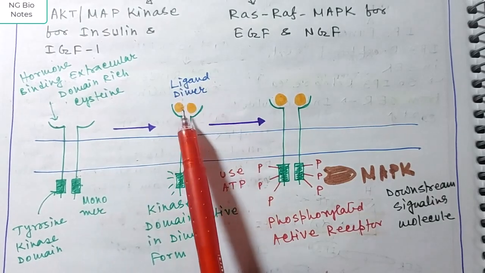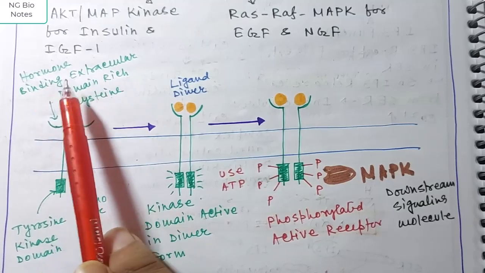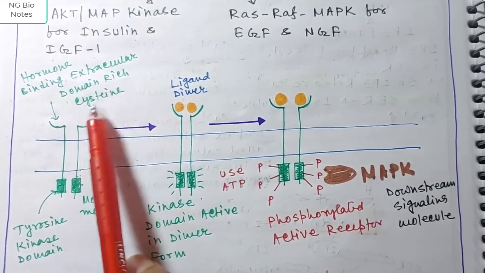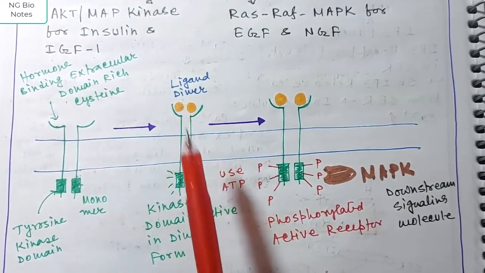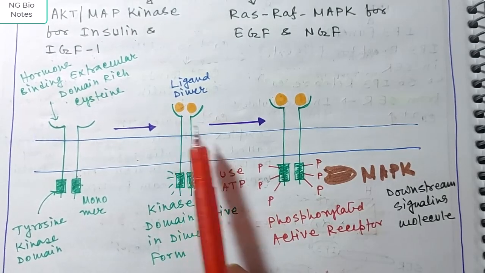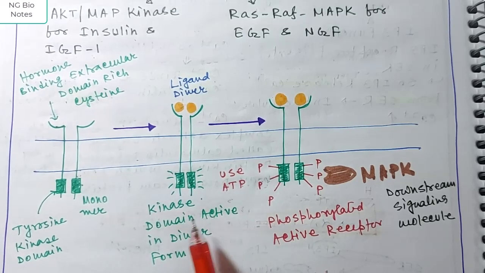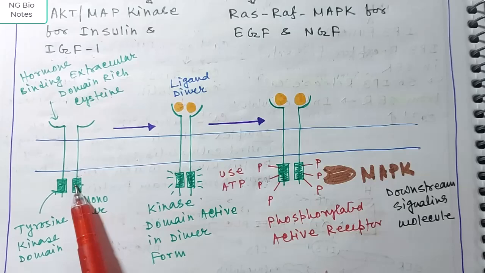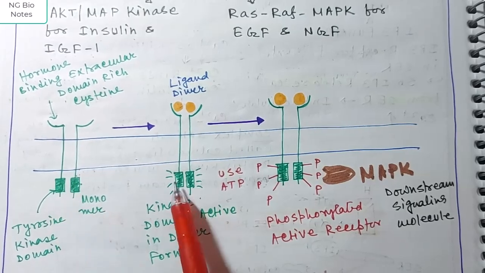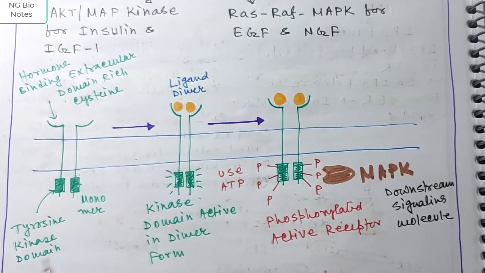And when the ligand dimer binds with this extracellular domain, which is rich in cysteine, then receptor dimerization can be seen, right? And after dimerization of the receptor, the kinase domain becomes active. So these are the kinase domains, and this tyrosine kinase domain will be activated after binding of the ligand dimer.